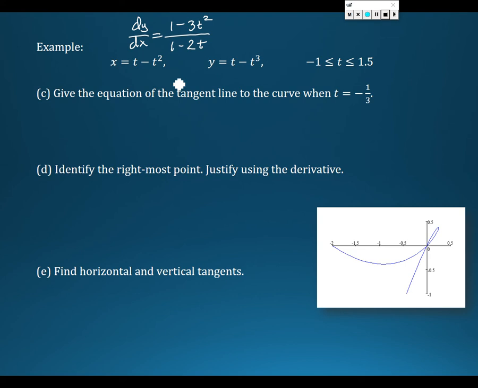It'll be a little messy. Feel free to use your calculator in fraction mode or whatever you want to do.